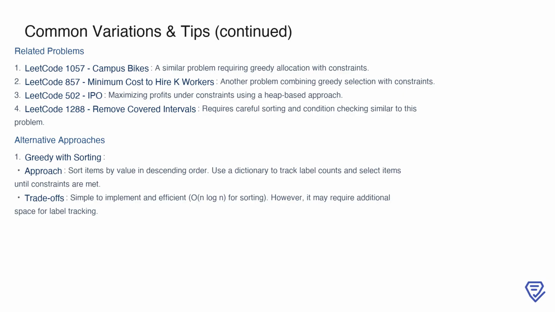When it comes to alternative approaches for solving this problem, the greedy method with sorting is a common starting point. By sorting items in descending order of value and using a dictionary to track label counts, you can select items while ensuring all constraints are satisfied. This approach is straightforward and efficient, with a time complexity of O(n log n) due to sorting. However, it does require extra space for label tracking, so it's important to weigh these trade-offs during implementation.